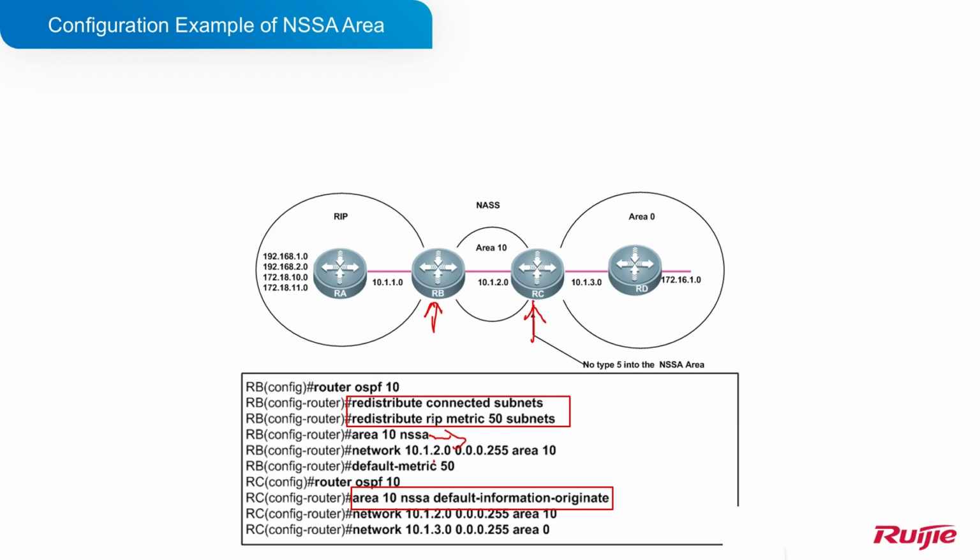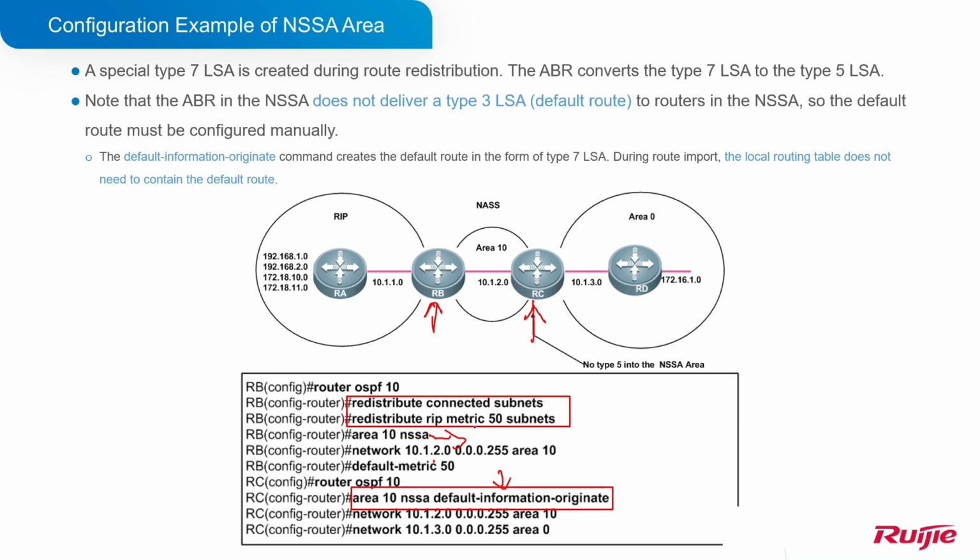Okay. So now we can see a little difference here. We add the default-information originate, right? Okay, so what does this mean? We can see the explanation here. Because actually an NSSA area does not receive Type 3 LSA information. So for the stub area and totally stub area, we know we will deliver the default route to the stub area and totally stub area, right?